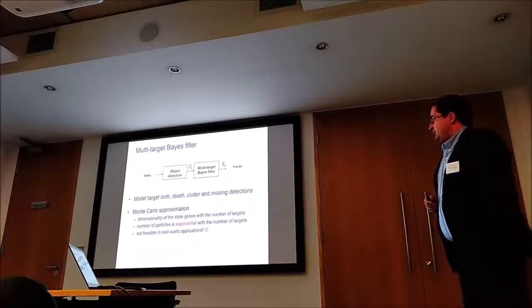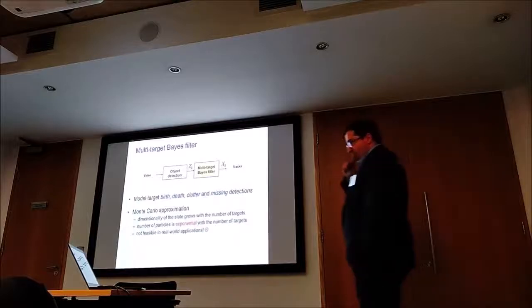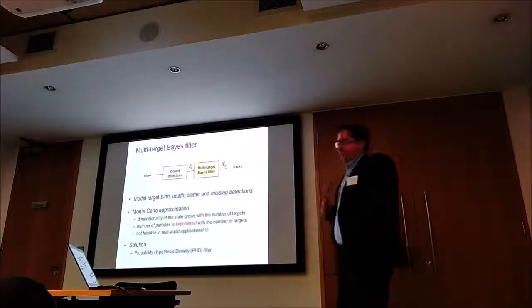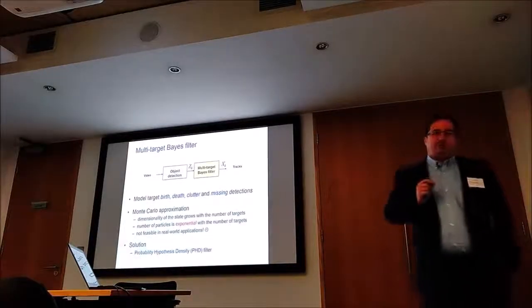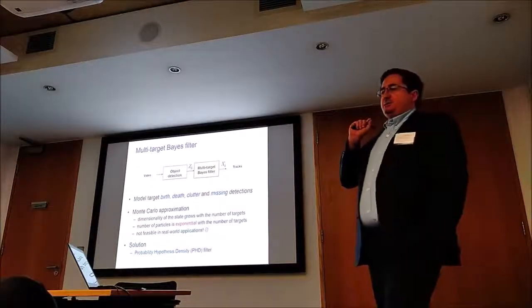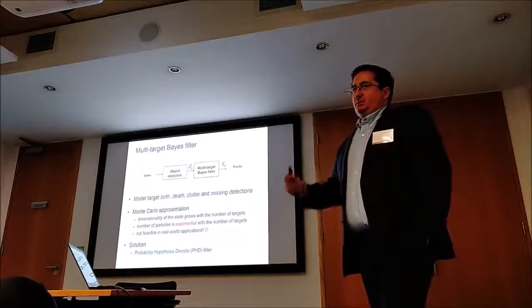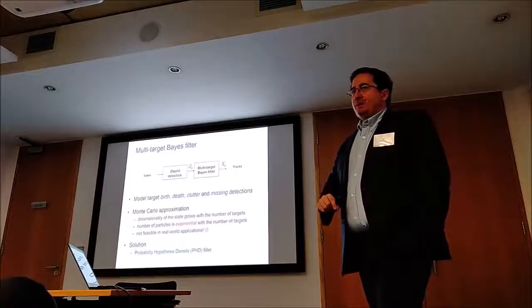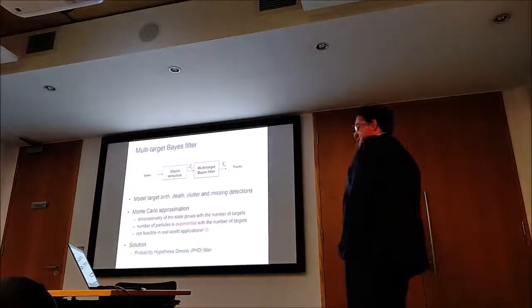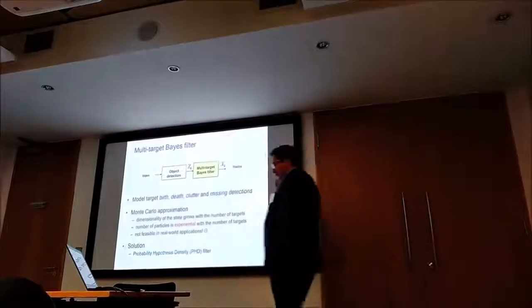So what Mahler did with this formulation was to say, well, instead of propagating the full posterior, I will propagate the expectation on the posterior. And that's the probability hypothesis density filter. What the expectation on the posterior does is provide you with the number of targets in any given area of your state space.